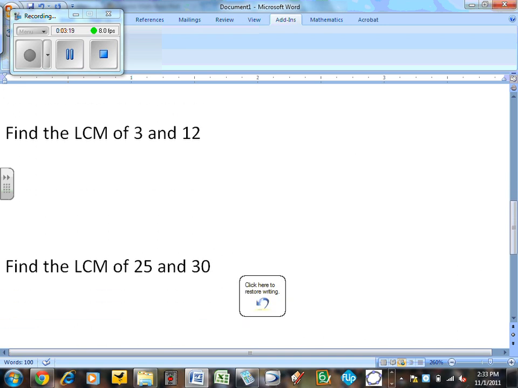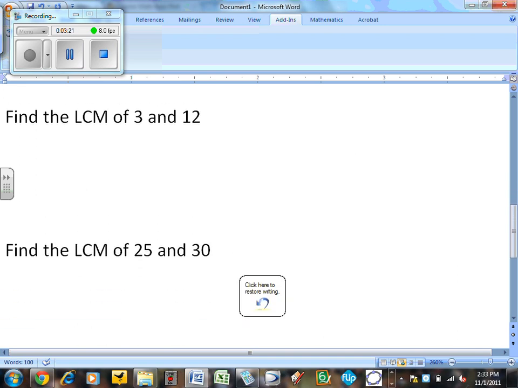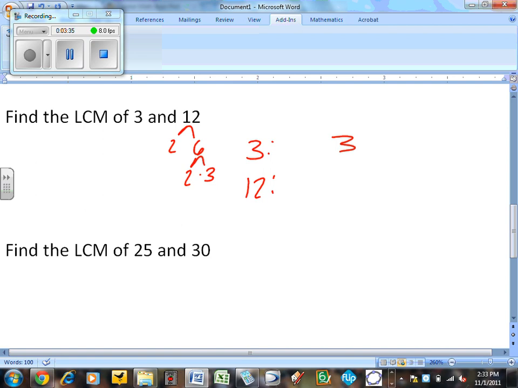What about the least common multiple of 3 and 12? Well, 3 is a prime number, so that's already written in its prime factorization. So 12 we can break down into 2 and 6, and 2 and 3. So when we break 12 down, we're going to have 2 2s and 1 3. Okay, again, we take 1 from each column.